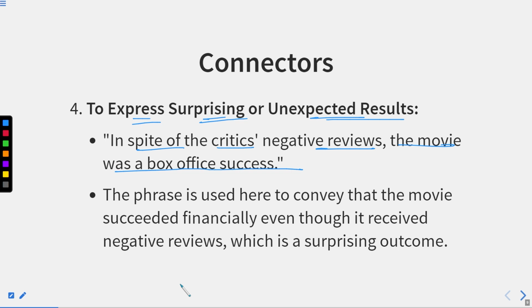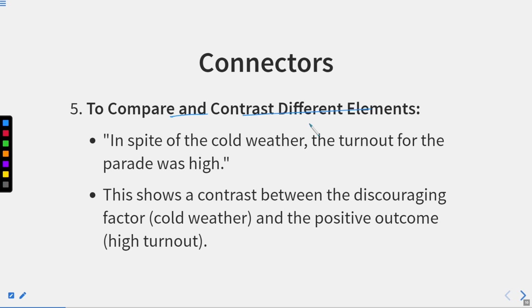To compare and contrast different elements: in spite of the cold weather, the turnout for the parade was high. This shows a contrast between the discouraging factor, that is cold weather, and the positive outcome, that is high turnout. Here we can see two factors. The discouraging or adverse situation is the cold weather, but the positive outcome is the high turnout. In spite of the cold weather, the turnout for the parade was high.